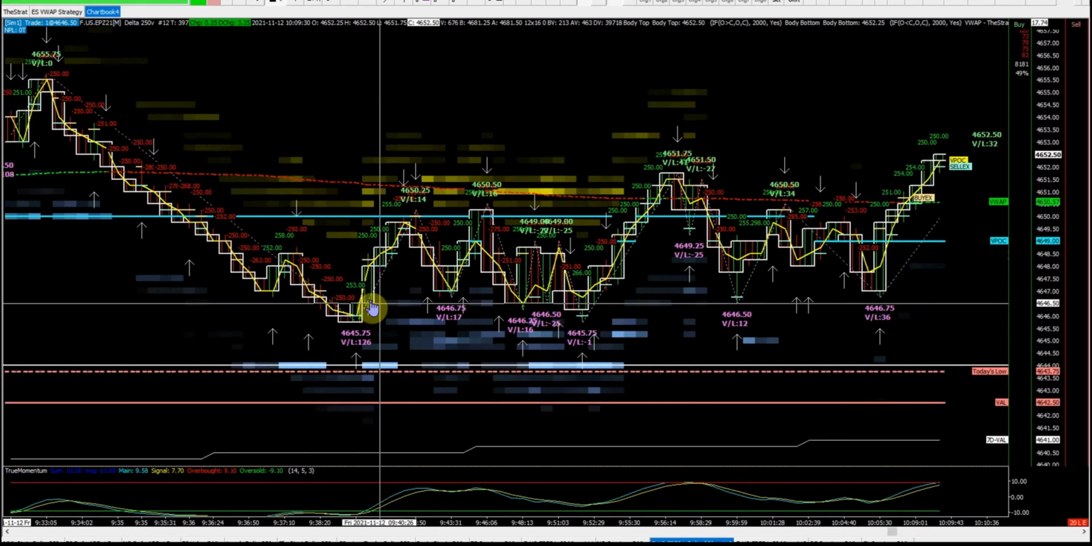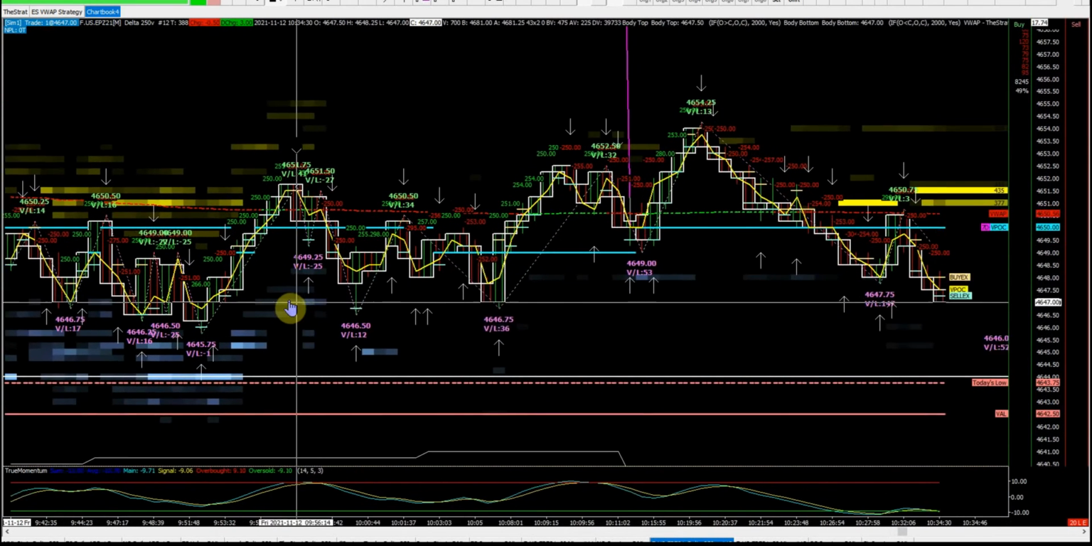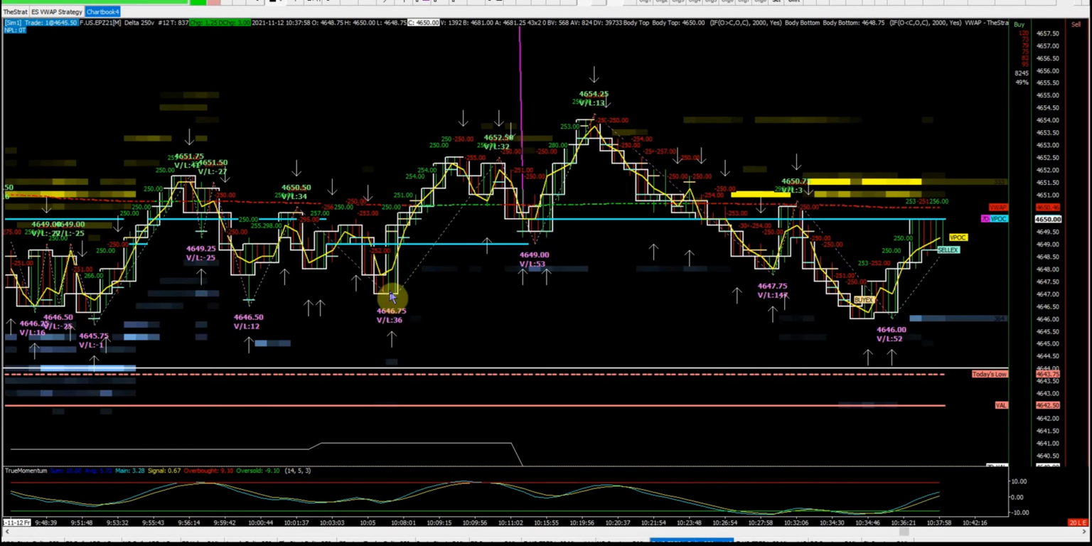So what happened? We messed around. Came back down. You can scalp this stuff. Look at all these nice moves. Scalping, nice move, scalping. As it's swinging back through VWAP, you can play these rotations.